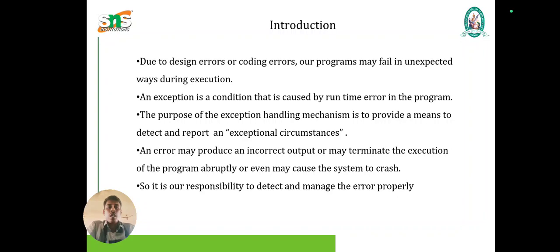An error may produce an incorrect output or may terminate the execution of the program or even may cause the system to crash. So it is our responsibility to detect and manage the error properly.